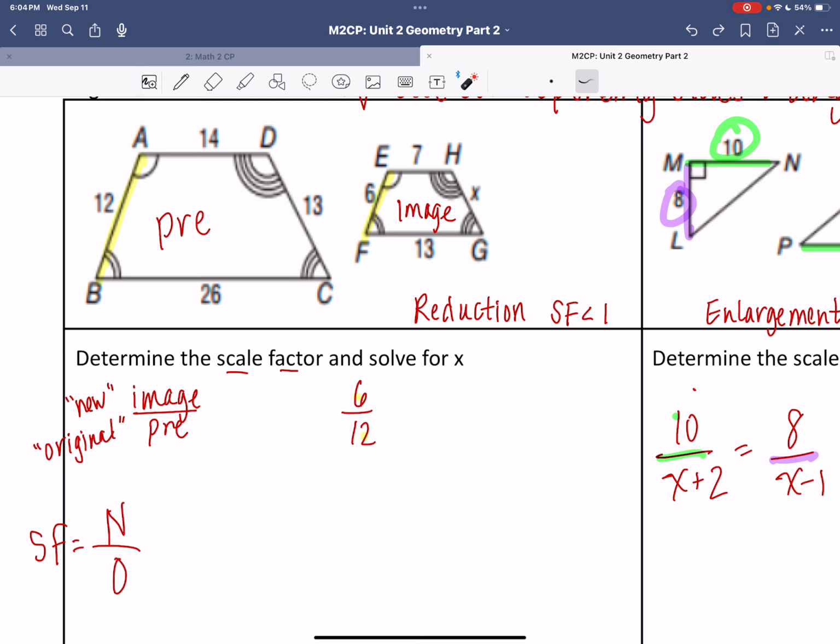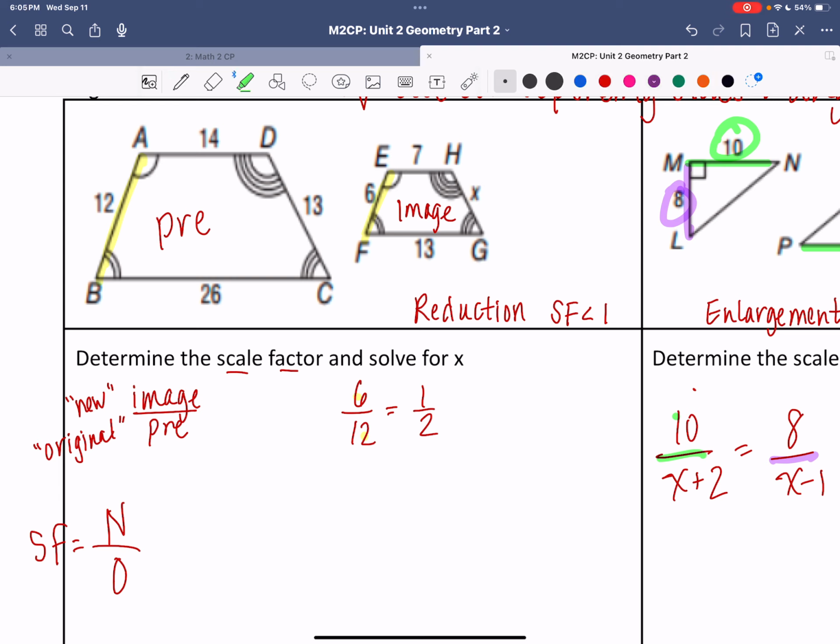Well, the new is your image, the original is your pre-image. So let's look here, find a corresponding side. So here's your original, so this is your pre-image and this is your image. This is this guy. So you're gonna set that up as a fraction. So in this case, if you were to have 6 halves, you're gonna have a scale factor of 1/2. So your scale factor is 1/2.